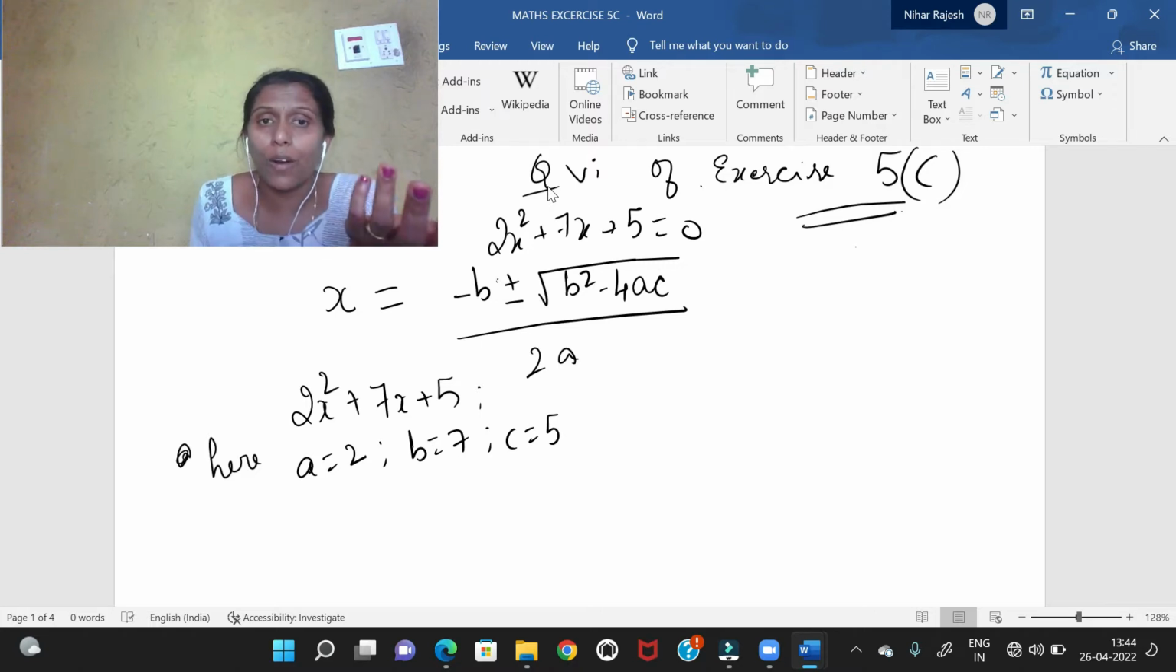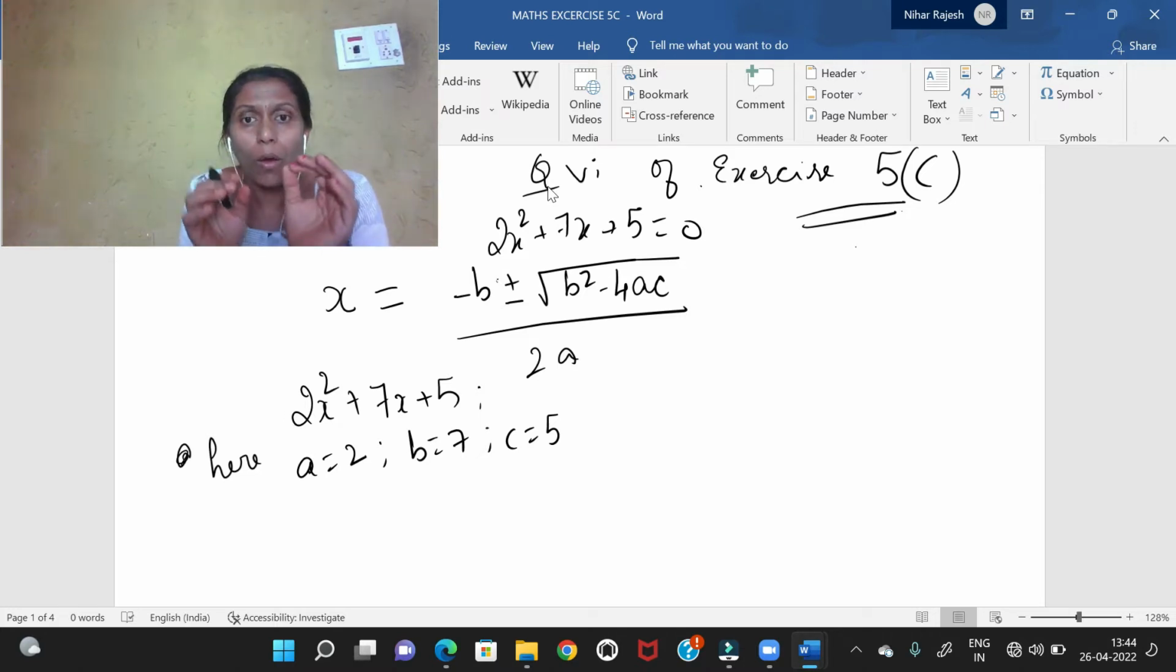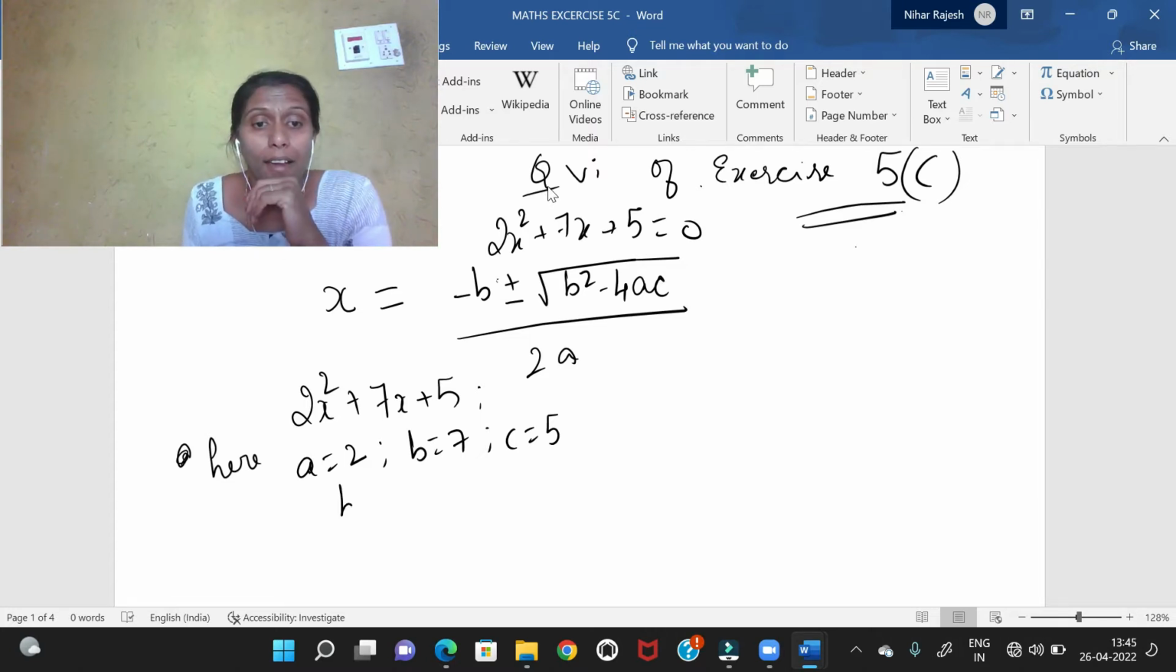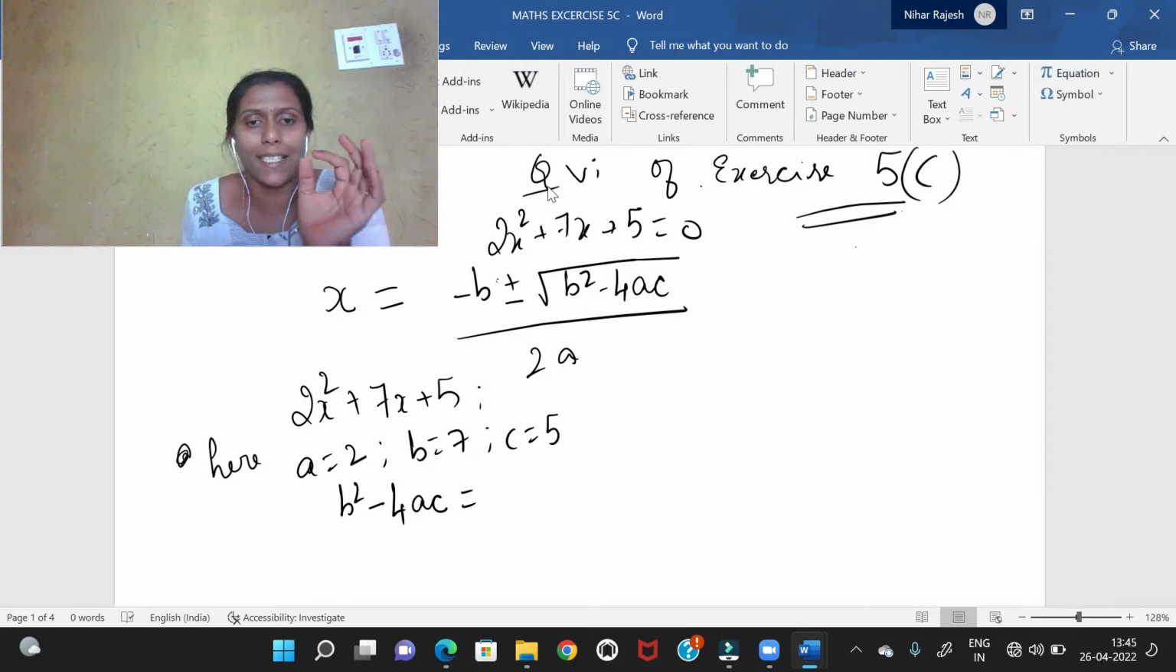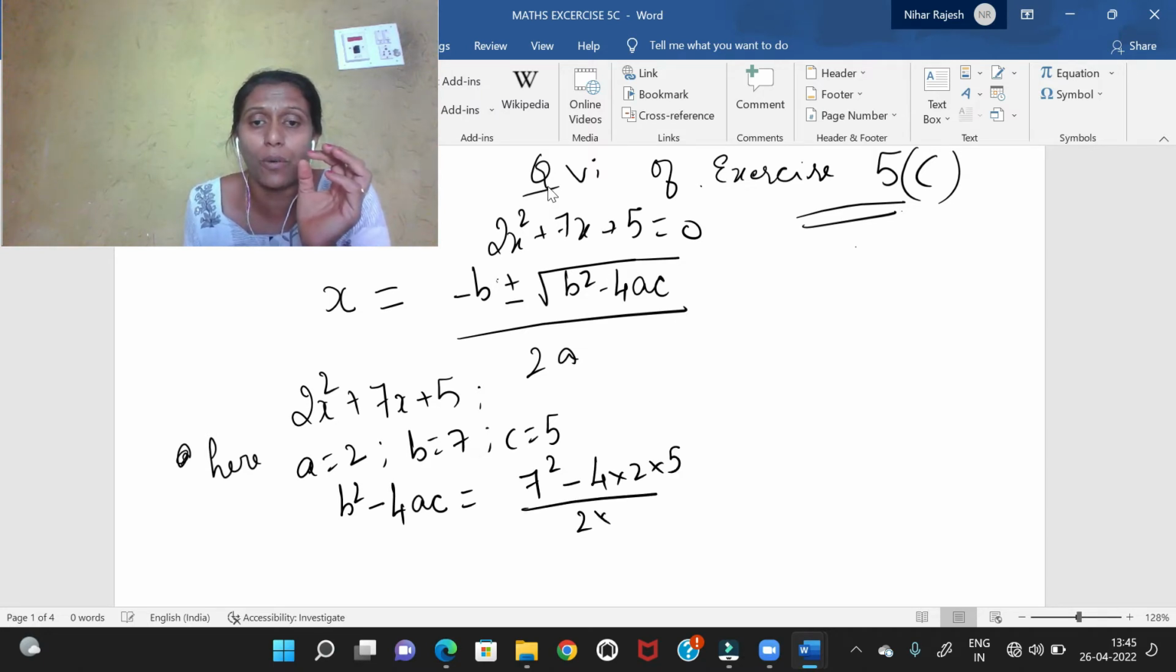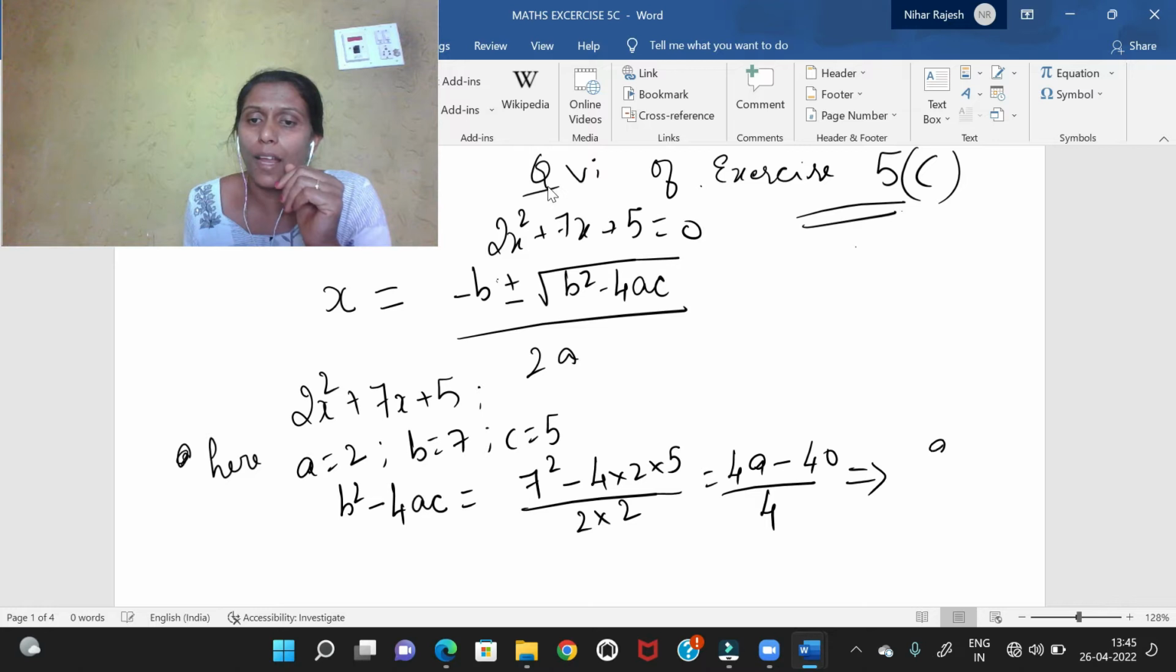Done. So next, applying the formula. If you just look at the formula, it looks much complicated. Now, let me reduce its complication and take up only b square minus 4ac. What is b? As it is 7, it is 7 square minus 4 into 2 into 5, divided by 2 into 2, which would come to be 49 minus 40 divided by 4, which would be 9 by 4. This is my answer.